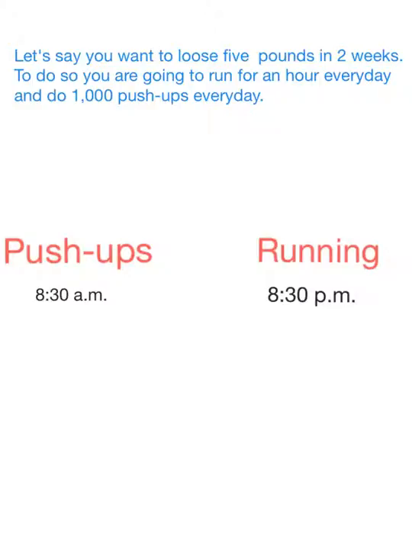To do so, you are going to run for an hour every day and do 1,000 push-ups every single day. So, you're going to do push-ups first at 8:30 a.m. and then you're running at 8:30 p.m.